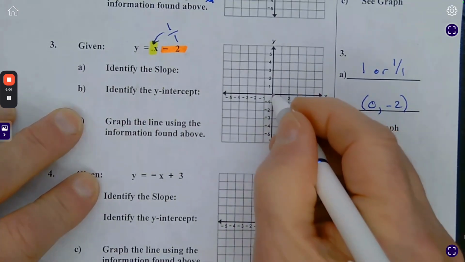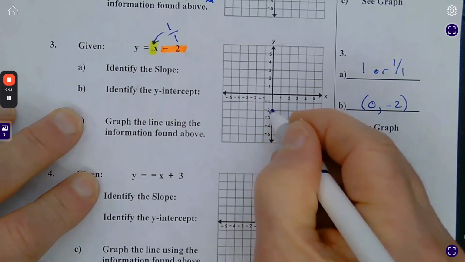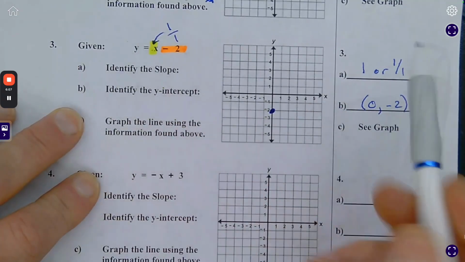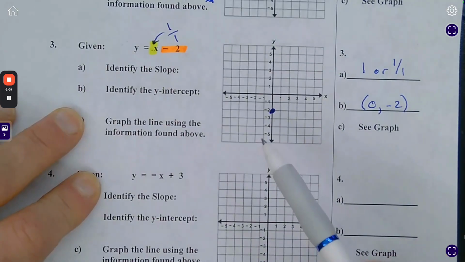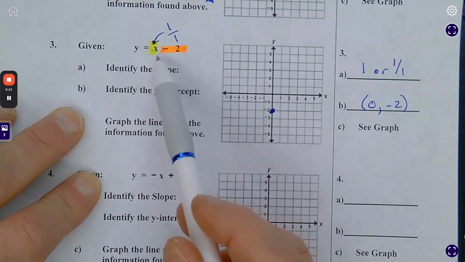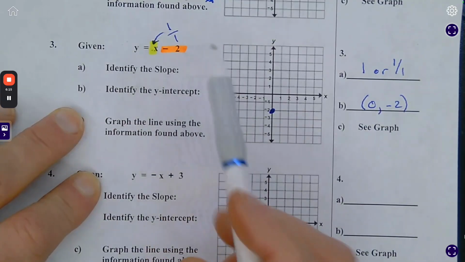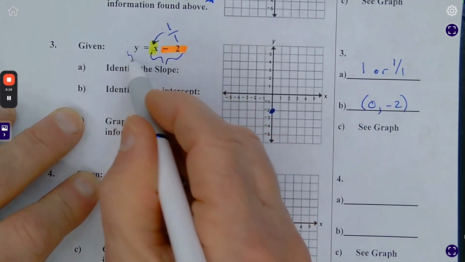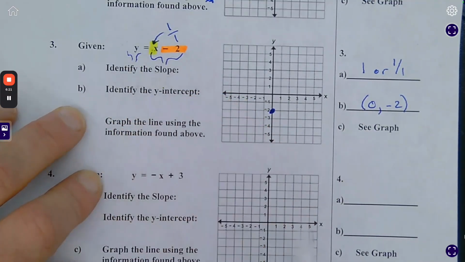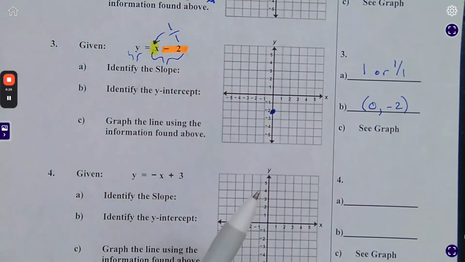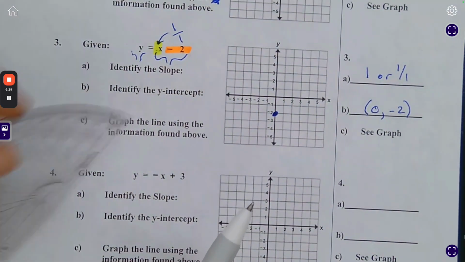0, negative 2, there's y 0, there's y negative 2. That's an ordered pair that makes this equation true. Remember, we graph the line because it represents all of the ordered pairs that, when I substitute the x and the y in, make both sides equal to the same number. That's why we do it. So the graph gives us the solution set.